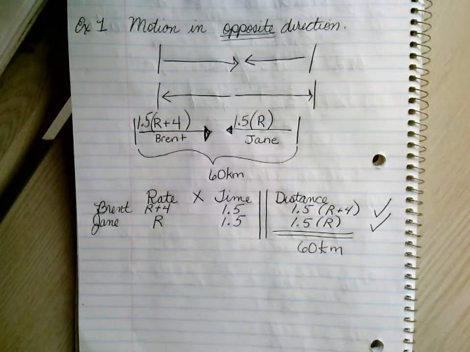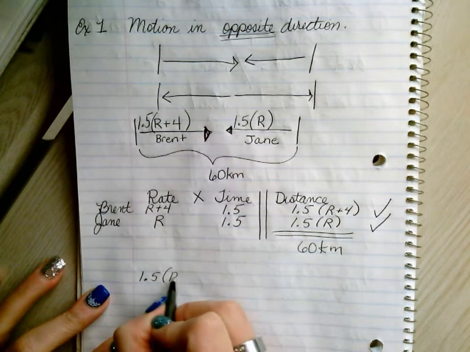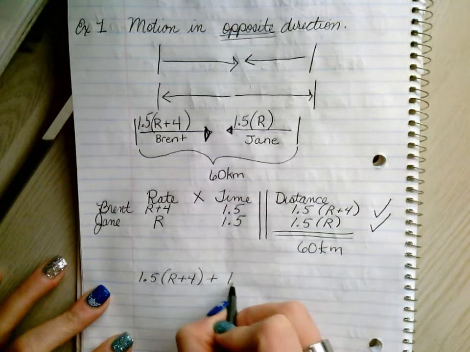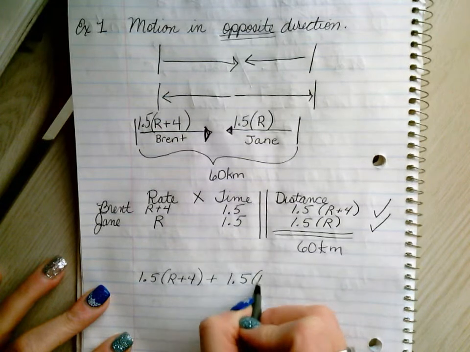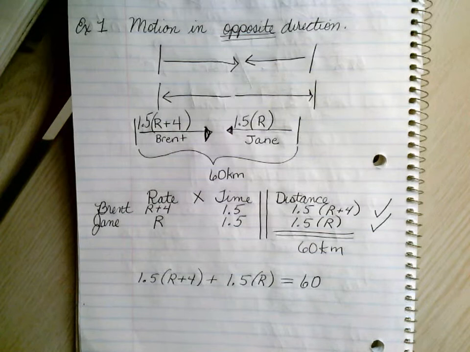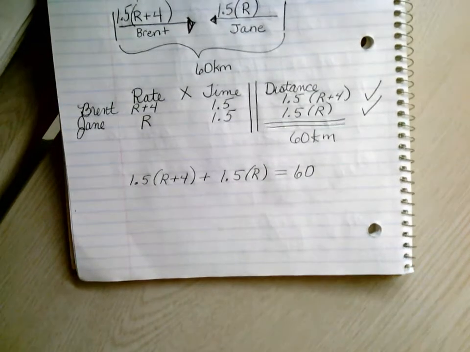Okay? Now that we've got this, all we've got to do is solve it. Brent added to Jane covered 60 kilometers worth of distance. Okay? And from here, it's just solving.